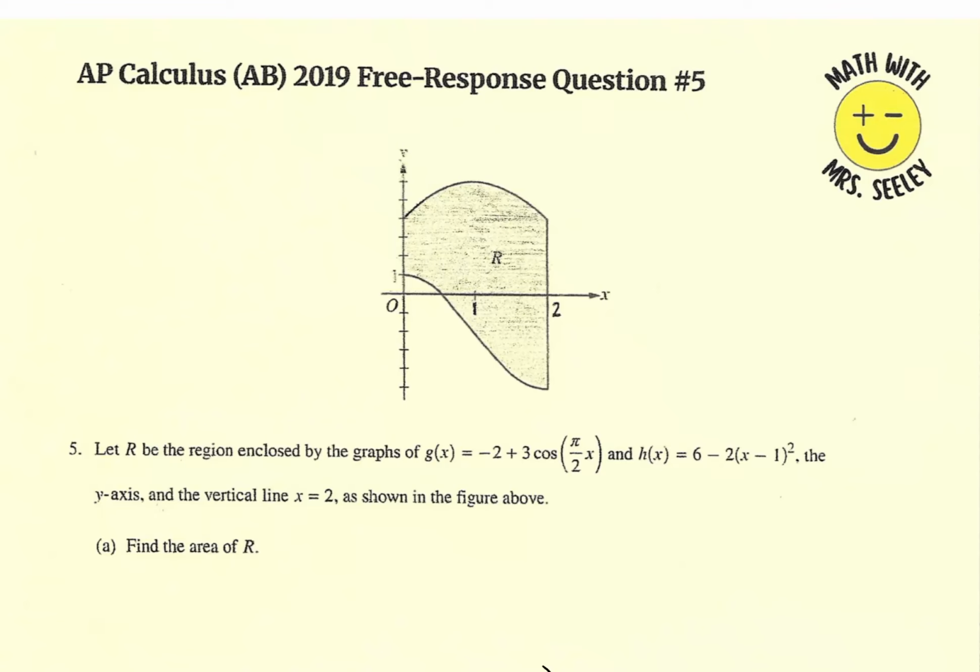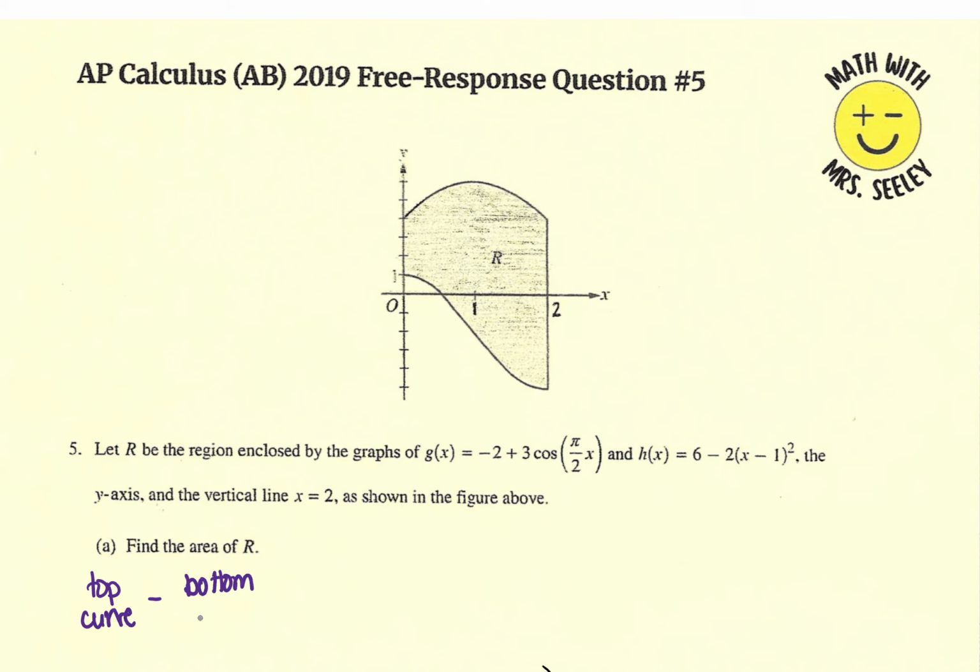Let's get started with this 2019 free response question number 5. We are given a shaded region that is bound by two curves, the y-axis and the vertical line x equals 2. We are asked to find the area of that shaded region. Recall that when you're trying to find the area between two curves and the picture is like this, it's going to be the top curve minus the bottom curve.